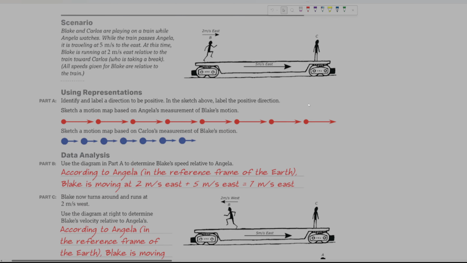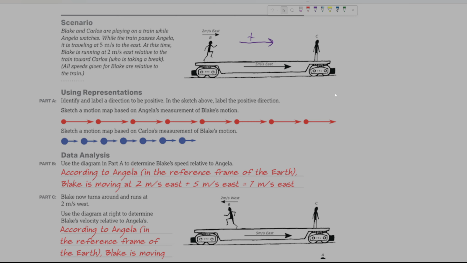So part A, identify and label a direction to be positive. In the sketch above, label the positive direction. So you can honestly label any direction to be positive. I would make it easy on yourself and pick something that makes sense. So what we're going to do is choose east as positive. I think it's going to be easiest unless you like working with negative numbers. Honestly, typically east is oftentimes by default positive, not always, but in this case, it makes sense.